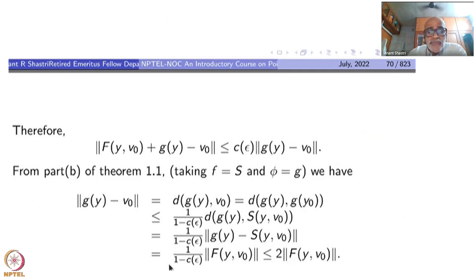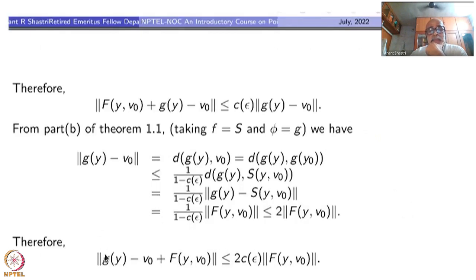Okay. Now you use the fact that C epsilon is the minimum of epsilon and 1 by 2. So it is less than or equal to 1 by 2. So this 1 divided by 1 minus epsilon is less than or equal to 2. Okay. So this whole thing is less than or equal to twice the norm of F of Y V naught. Therefore, go back now: GY minus V naught plus F of Y V naught will be less than twice C epsilon times F of Y. All that we want is some constant here. Okay, it depends upon C. It may be 3 times, it may be 4 times, that doesn't matter.